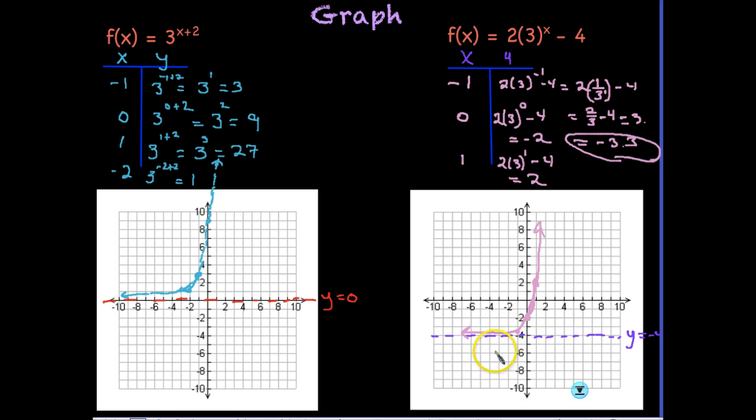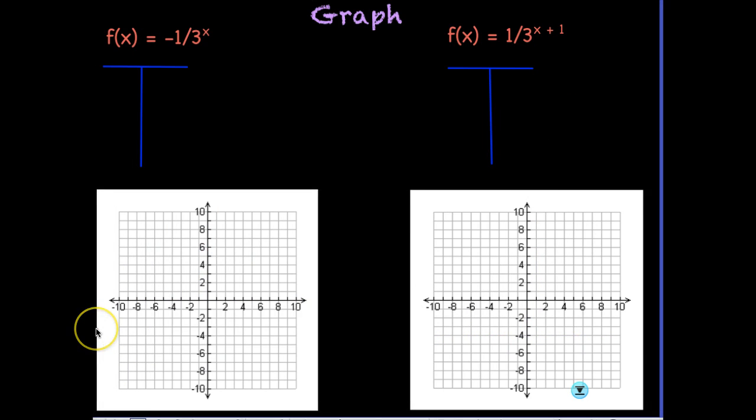And this is why it's so important to always know where the asymptote is, so we know how far down to go before we stop. So remember, the only time our asymptote changes from y equals 0 to y equals something else is if we have a change here, a shift down or up on the end. All right, let's move on to our last graphs.